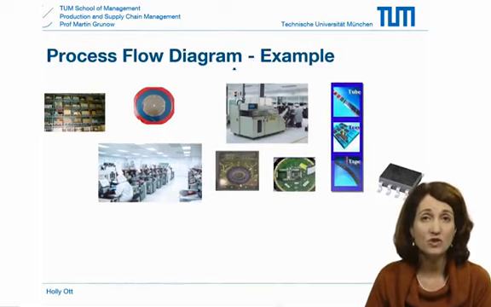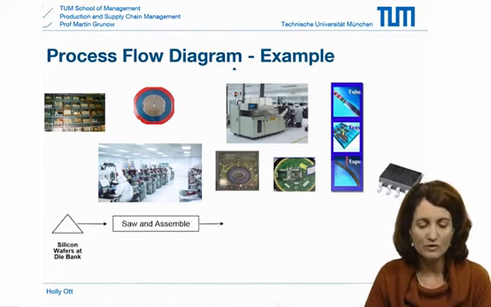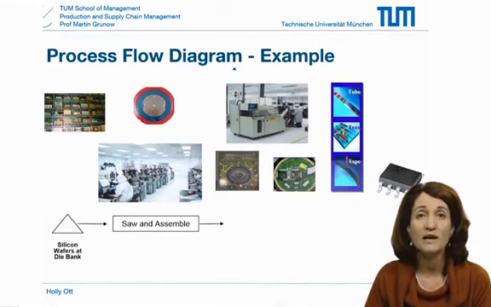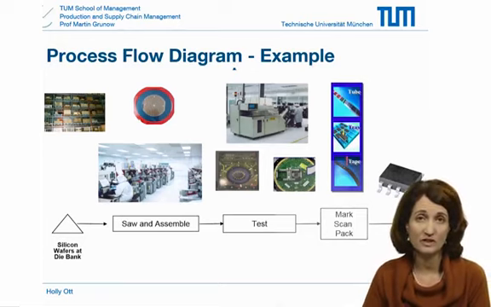We have the triangles for storage, for example, from the die bank, and rectangles for operations. So here we have our silicon wafers at the die bank. We move into sawing the silicon chips up and assembling them, attaching them to a substrate, attaching the wires, and doing the plastic molding. Then we have the final test and mark, scan, and pack before they are then stored as packaged chips ready to be shipped to customers.